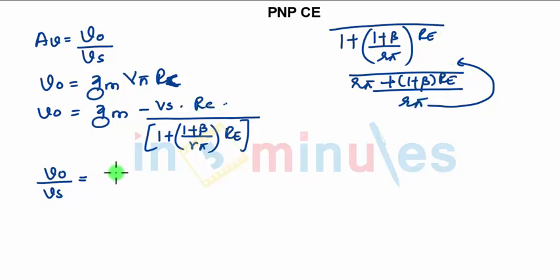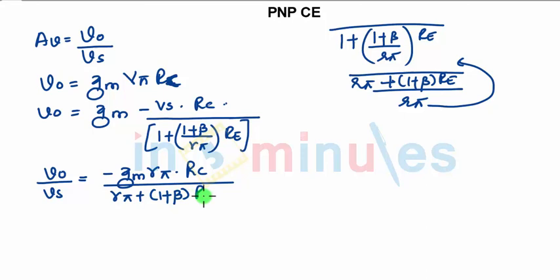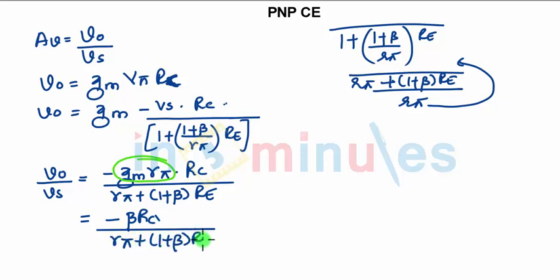So you are left with minus gm R pi into RC, the whole divided by R pi plus 1 plus beta RE. We can substitute gm into R pi as beta. So the final equation is minus beta RC whole divided by R pi plus 1 plus beta into RE.